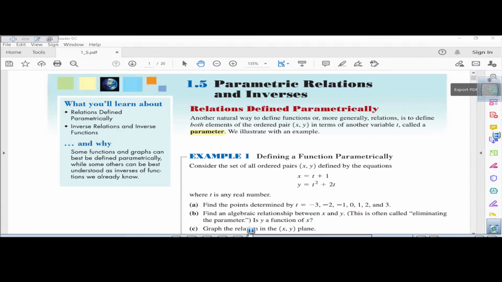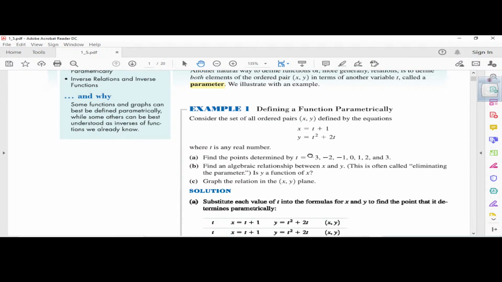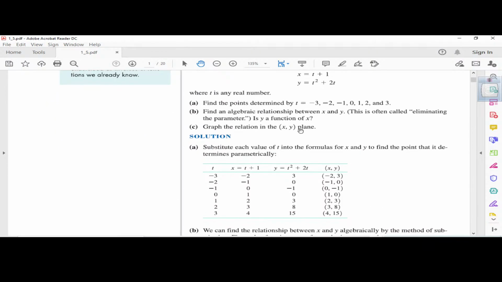First of all, they said, you know what? We're going to give you some values for t, like t equals -3, -2, -1, all the way to 3. And why don't you construct a table? Make a table that has a t column, x and y, and then also x, comma y. And luckily enough, they gave us that table here.